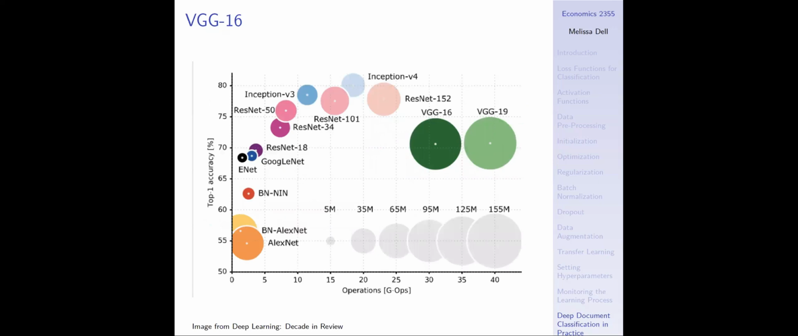If we go back to our CNN lecture, remember that VGG16 did pretty well, not quite as well as ResNet on the ImageNet challenge, but pretty well. But it took a lot of memory, because it had those fully connected layers at the end that had 100 million parameters, more than that. Whereas, the size of the circle is the memory required, and the x-axis is the number of operations.